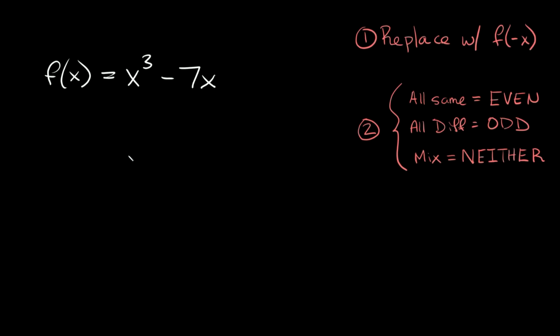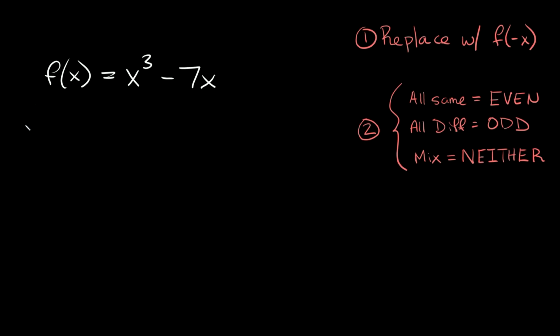So in this video, I'm going to teach you how to identify if a function is even, odd, or neither. All right, and it's actually not too bad. There's basically two steps we can break it down into. So the first step would just be replacing f of x with f of negative x. So basically, wherever you have an x, just replace it with a negative x. All right, so let's just start there.